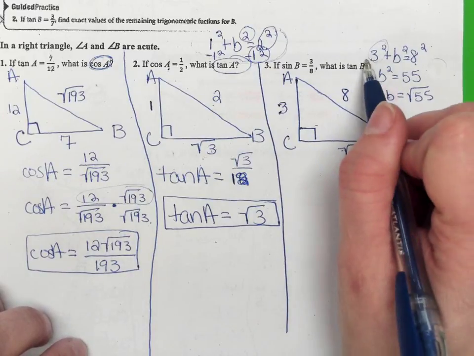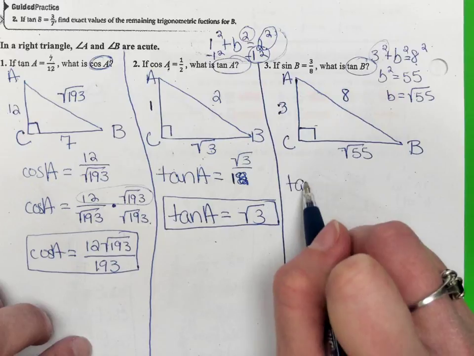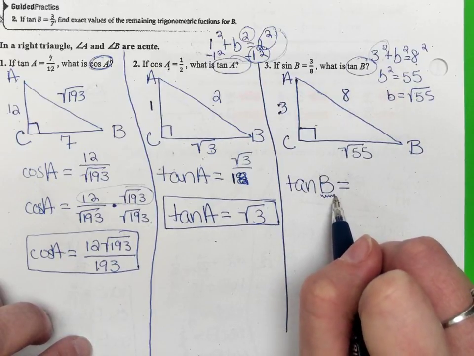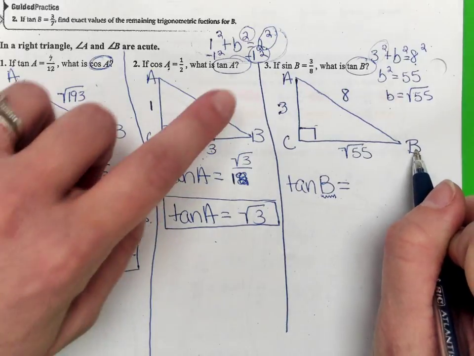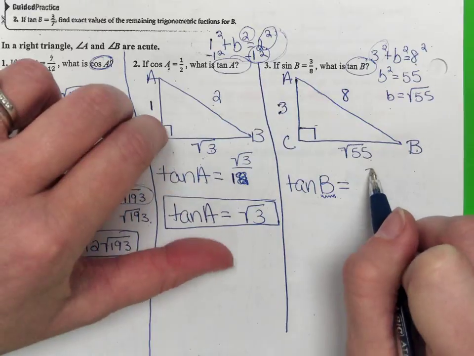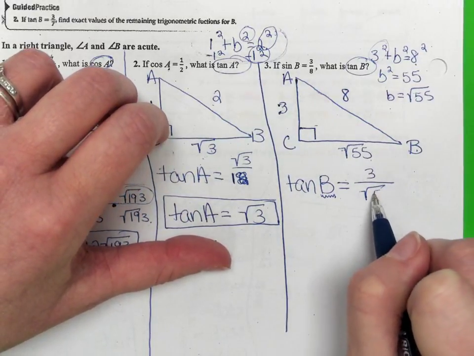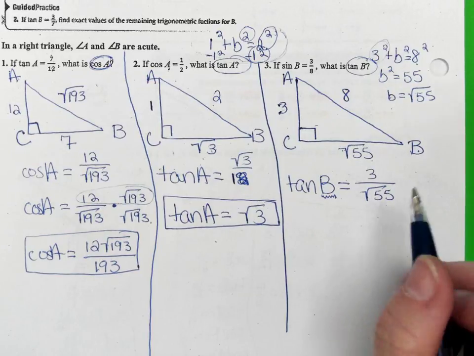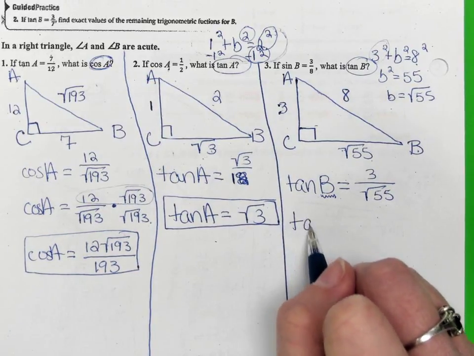Okay, so what's it want us to do? Tangent of B? Okay. So this is a big deal. This tells us what letter to go off of, what angle. So we're going off of B. Tangent is opposite, which is 3, over adjacent, which is square root of 55. All right, you cannot have a square root in the bottom, so what would we do? There you go.